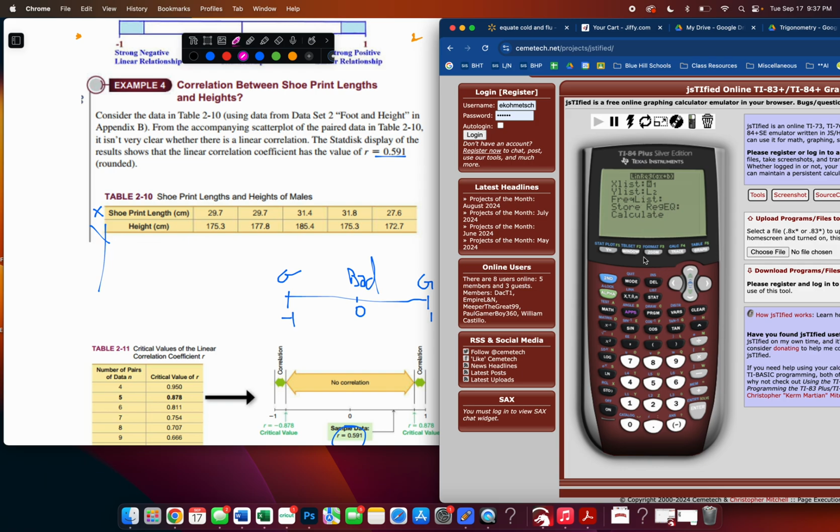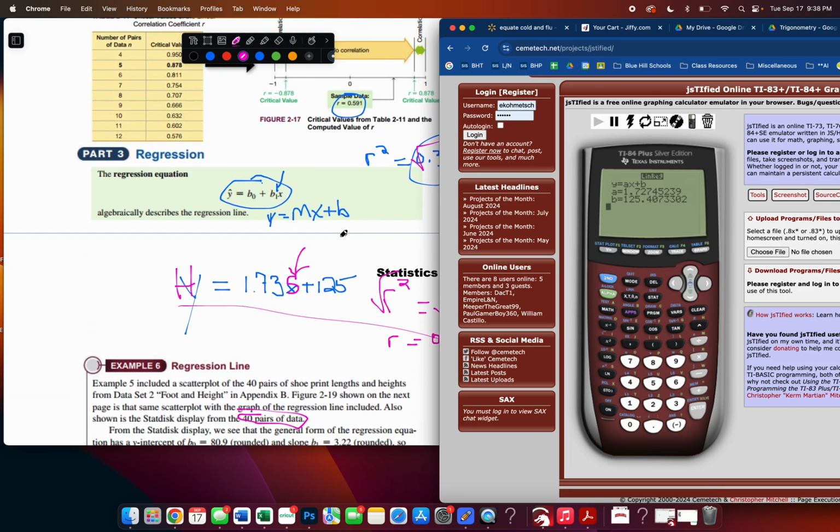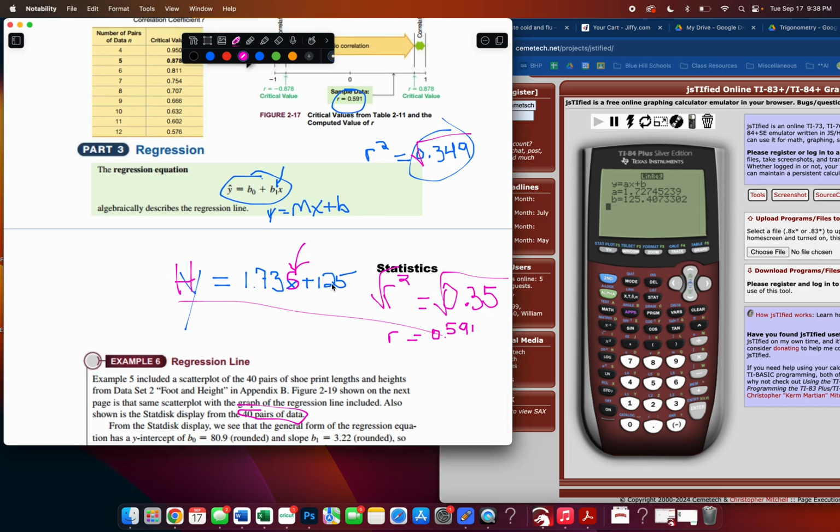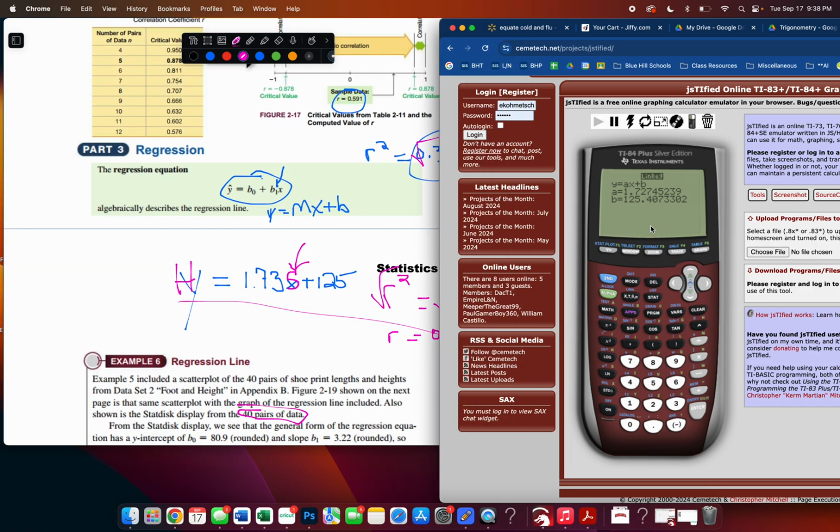You can have different lists if you want to. If you type those into the different list column, that's totally fine. But I'm going to go down to calculate. And it's going to spit out an equation for me. And it spits out ax plus b. So I have a is 1.73 and b is 125. Hey, look at that. 1.73 and b is 125. How about that? All right.